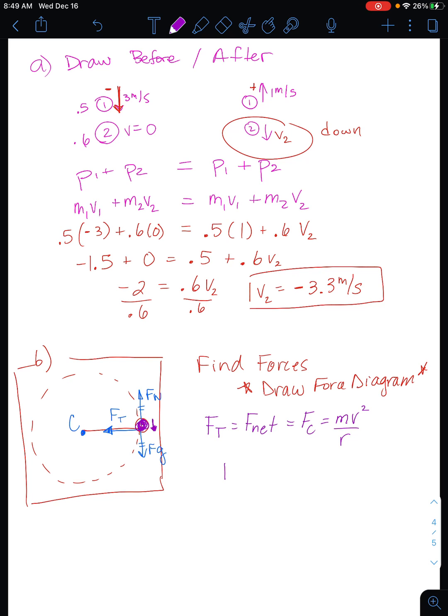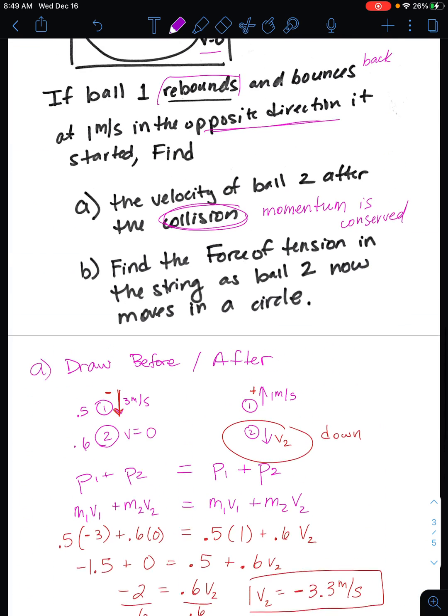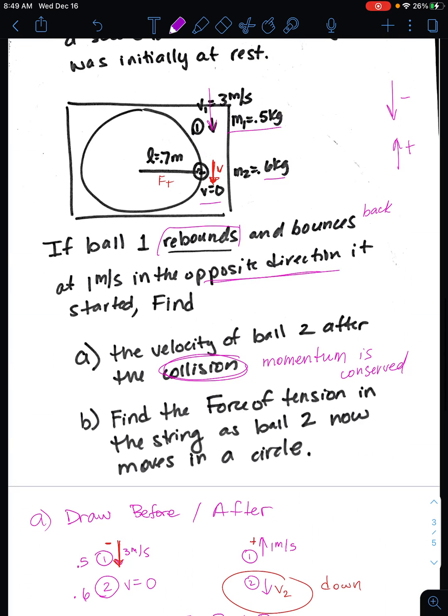So in order to solve for our force of tension, we need to know the mass of the ball, we need to know the speed of the ball, and we need to know the radius of the circle. Well, it turns out that the speed of the ball was 3.3 meters per second. That's what we found earlier. The mass of the ball was given as 0.6. The radius of the circle, well, they give us the length of the string, and it turns out that the length of the string is the distance from the center of the circle to the ball, and so that's also the radius of the circle. The radius of the circle is 0.7 meters.